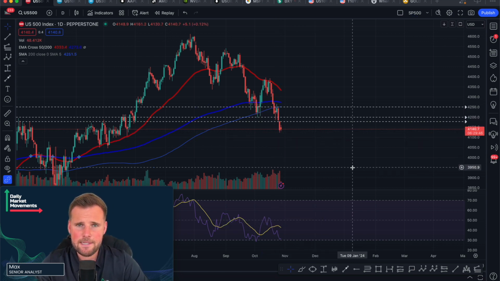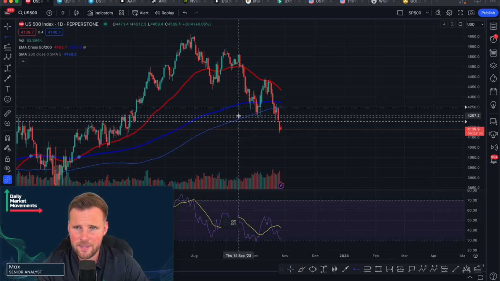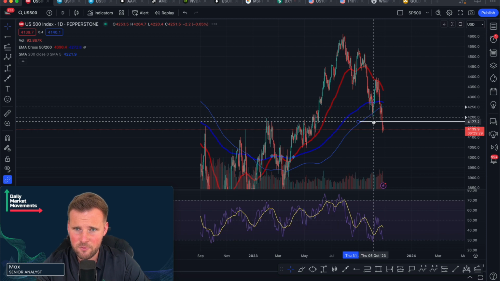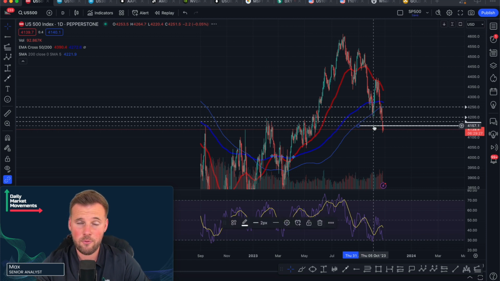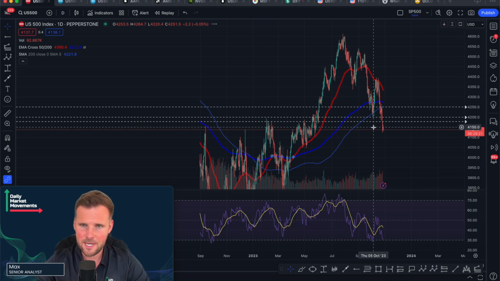The good news is that I do think that we are closer to the end than the beginning. The bad news is that we could potentially still have a little bit further to fall here for the S&P 500. Going into this week, I highlighted that 4,200 was a key area of support, and unfortunately, we've broken below that. Going into yesterday's session, I thought that 4,146 would act as an area of support, and of course, yesterday we broke below that as well.